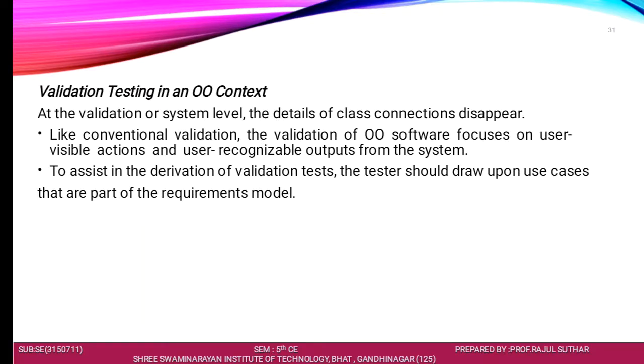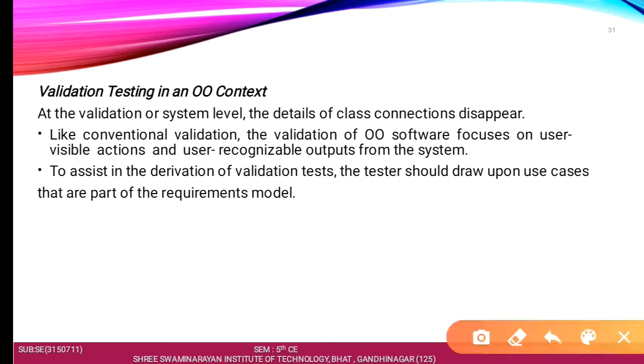Validation testing in the object oriented context. At the validation or system level, the details of class connections disappear. Like conventional validation, the validation of object oriented software focuses on user visible actions and user recognizable output from the system. To assist in the derivation of validation tests, testers should draw upon use cases that are part of the requirement model. So what do we mean by use case?